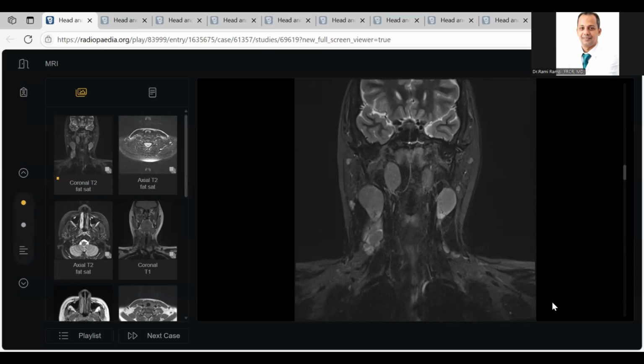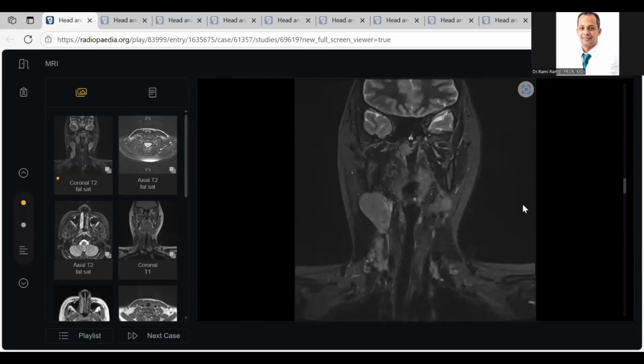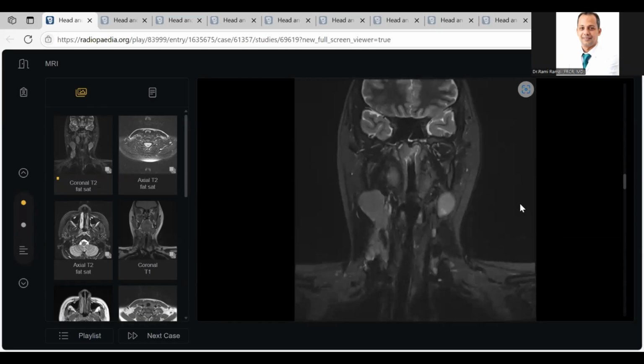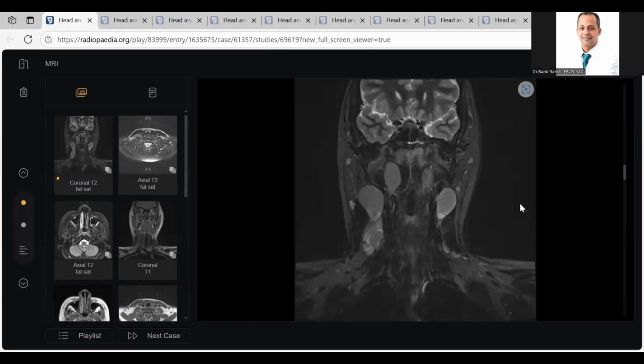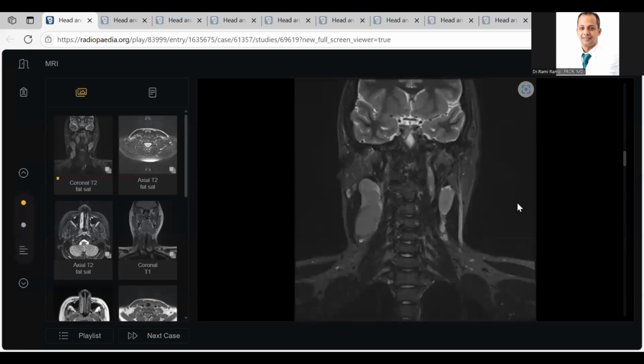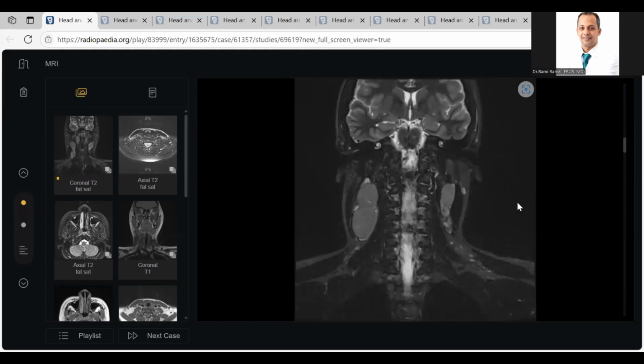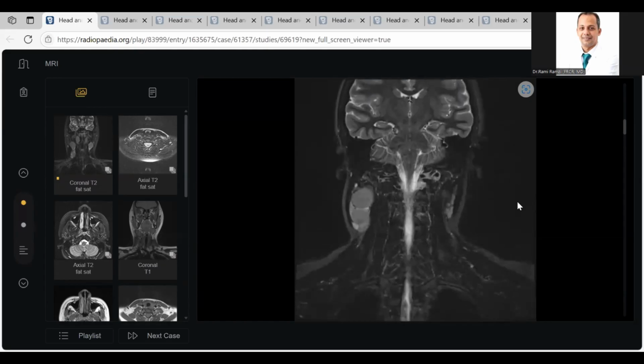This is a multiplanar, multi-sequential MRI of an adult female patient presented with swellings in the neck. The first one is the coronal T2 FATSAT image, in which I can see evidence of multiple hyperintense, well-defined, ovoid to rounded lesions noted predominantly in the anterior, extending up to the posterior cervical chains.